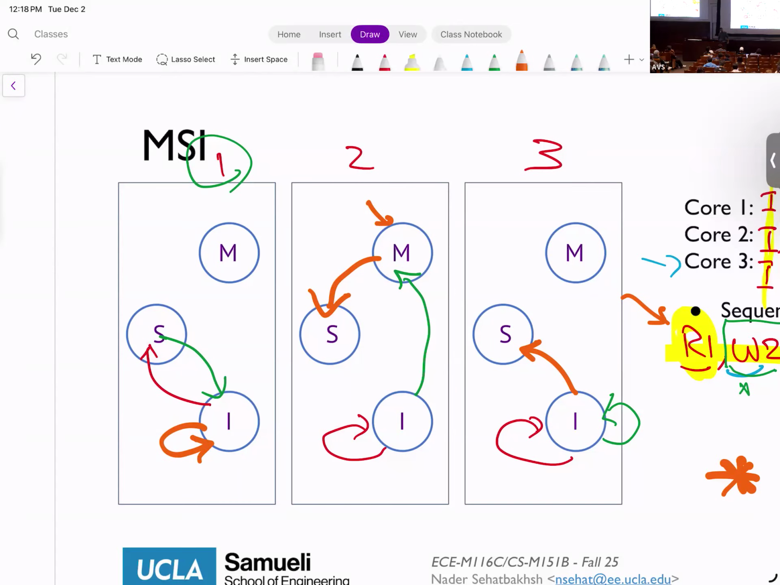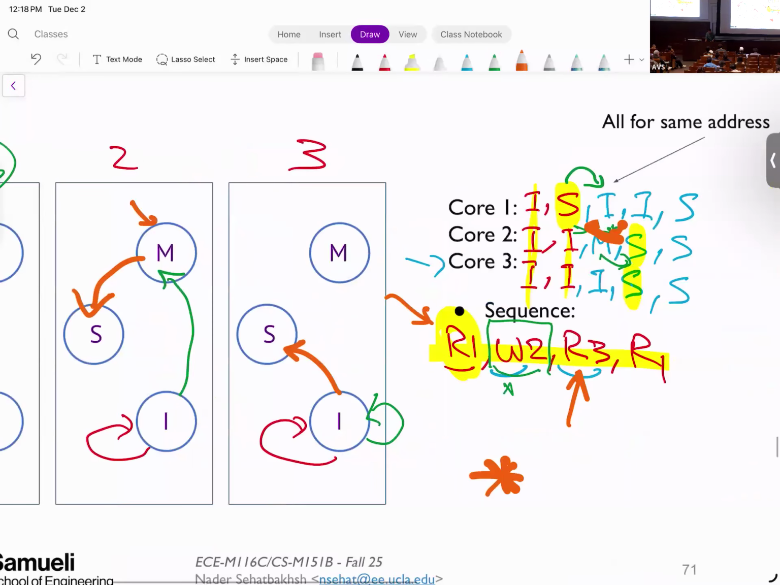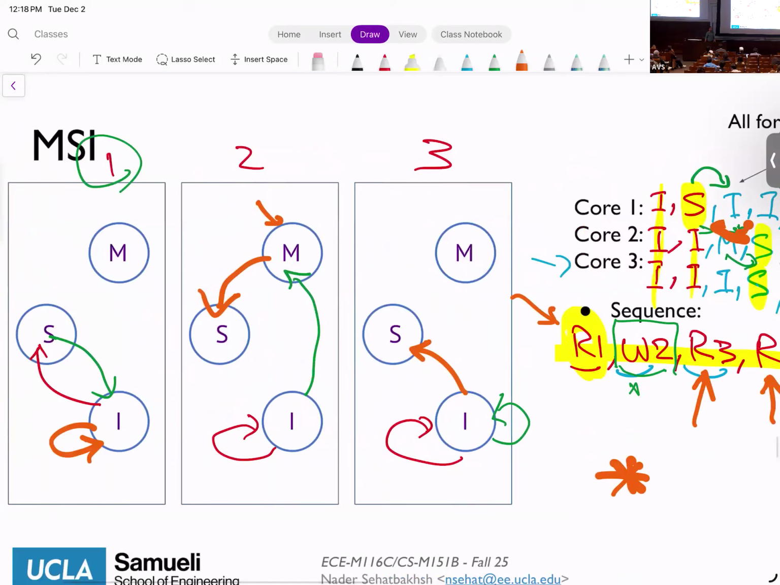Yes, so once the read is broadcasted, core number 2 will write back, then core number 3 will read. So the sequence is like that. It kind of happens in between the transition from M to S. And then lastly, if R1 also wants to read, since everybody has a shared clean copy, one will read it from the memory, everybody else stays in their S state.